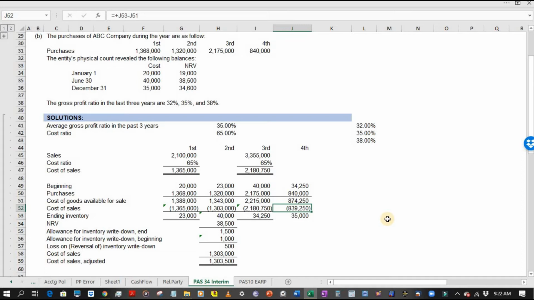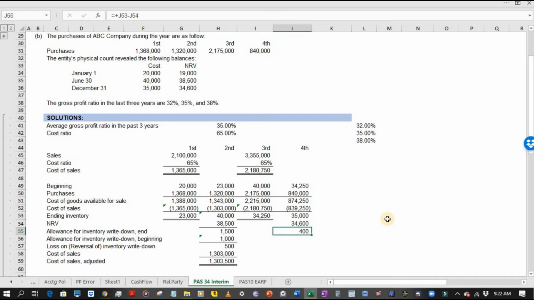Then we are going to compare now the ending inventory cost of 35,000 pesos compared to the NRV of 34,600 pesos. And obviously the lower amount is the 34,600. That is why we need to have an ending balance of 400, which is the allowance for inventory write down ending balance. If you notice, the amount that we have computed is always the ending balance, because the 35,000 is the ending balance at cost and the 34,600 is the ending balance at NRV. So obviously the 400 should be the ending balance of the inventory write down.